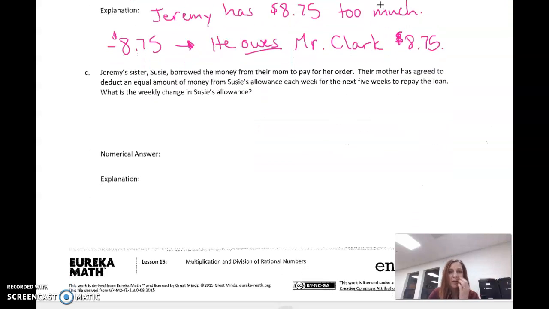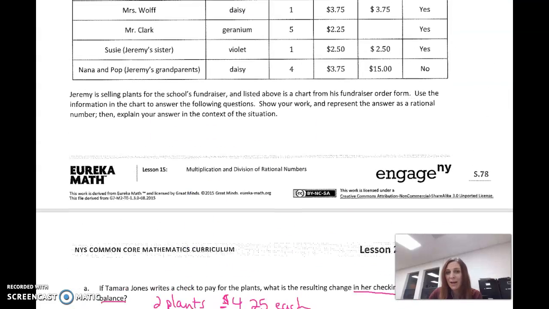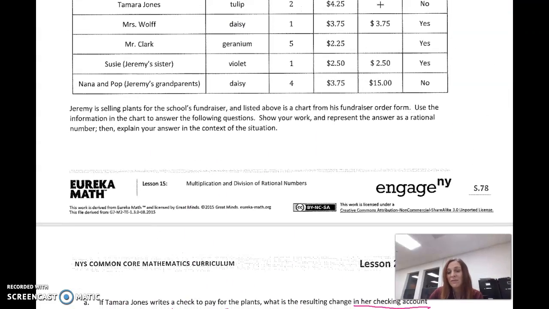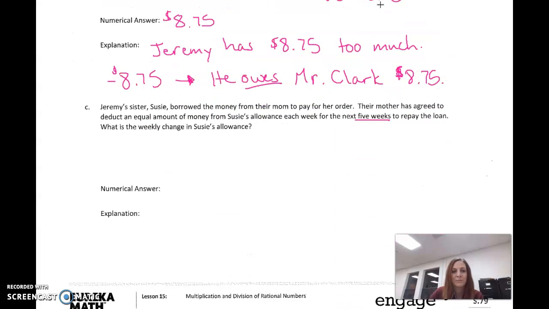Jeremy's sister Susie borrowed the money from their mom to pay for her order. Their mom has agreed to deduct an equal amount from Susie's allowance each week for the next 5 weeks. What is the weekly change in Susie's allowance? Well, what did Susie buy? She bought one violet for $2.50. So one plant for $2.50. Okay. So she owes her mom $2.50, right? She owes her mom. So that's going to be negative $2.50.